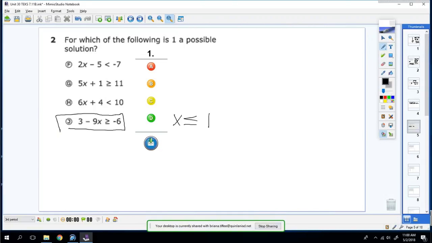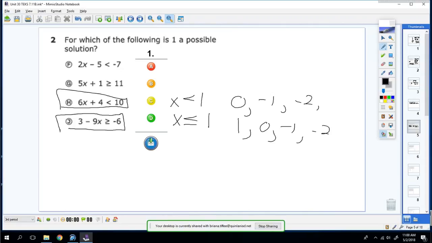But you might get stuck on H. The reason why is because the answer for H is x is less than 1. This is saying the answer can be 0, negative 1, negative 2, and so on. This one is saying the answer can be 1, 0, negative 1, negative 2, and so on. So J is actually the one that has 1 as a solution.